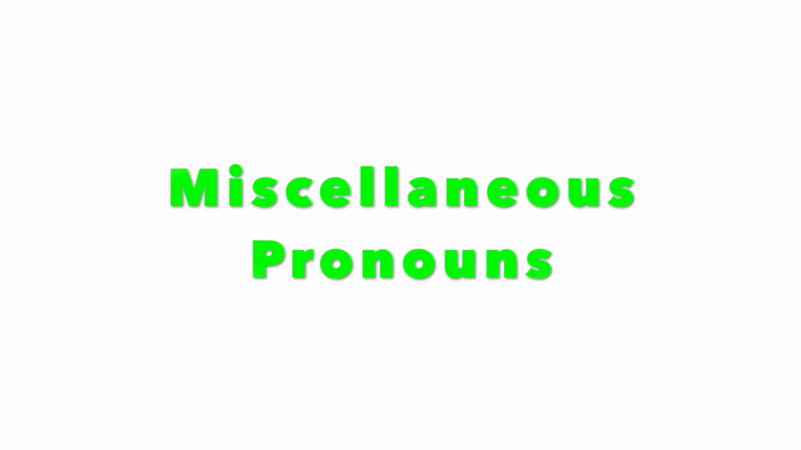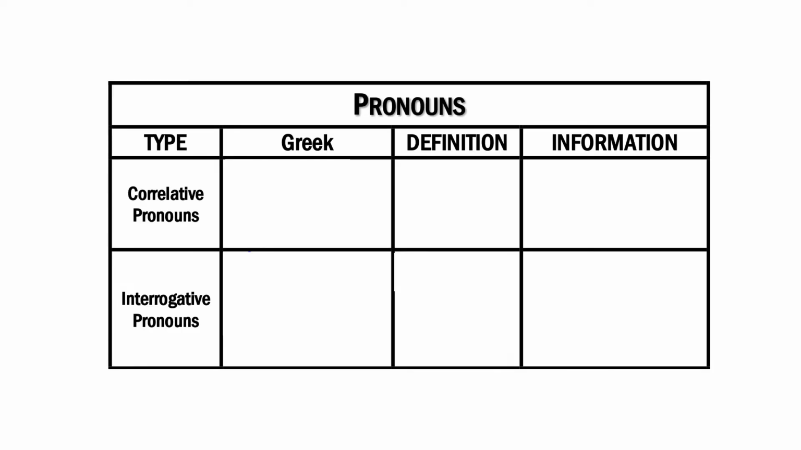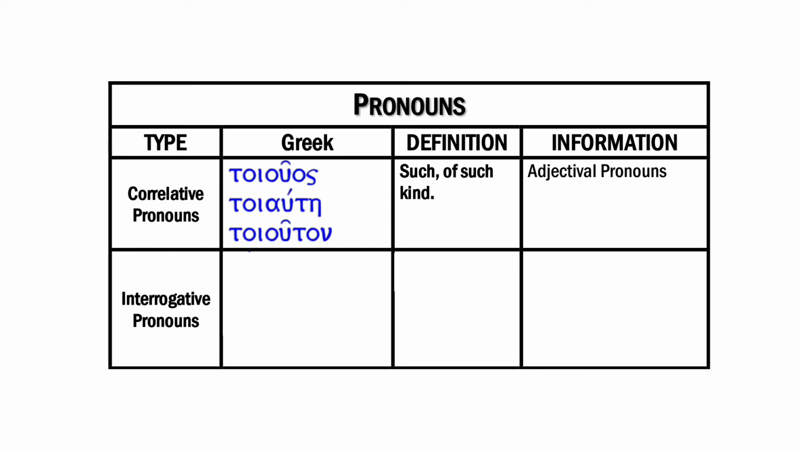Alright, let's finish up with what I call the miscellaneous pronouns. I'll give you a chart for each of them and some information on them and their definition. Some of these words you've already had in your vocabulary units. Some of them are going to be new. Toioutos, toiaute, toiouton. It is defined as such or of such kind. It is considered an adjectival pronoun.